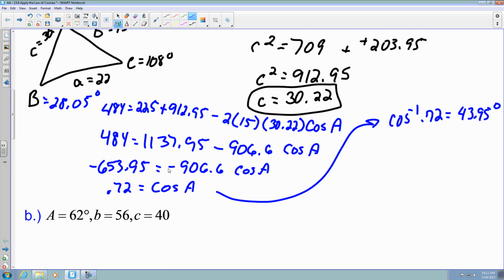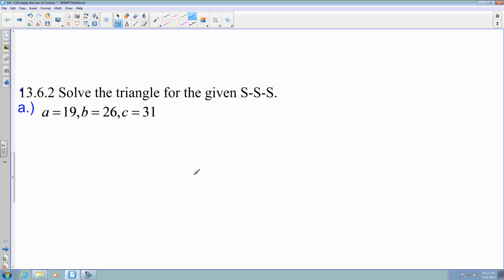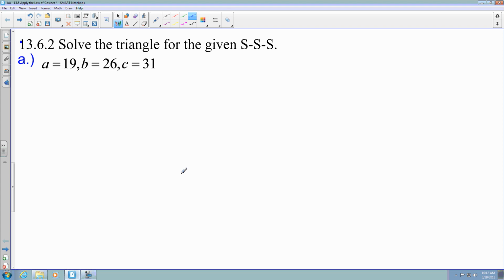If we have a triangle that is side, side, side, again, I would still draw out a triangle to help you visualize it, and then label it A, B, and C, with the opposite sides being a, b, and c. And then write in the givens.